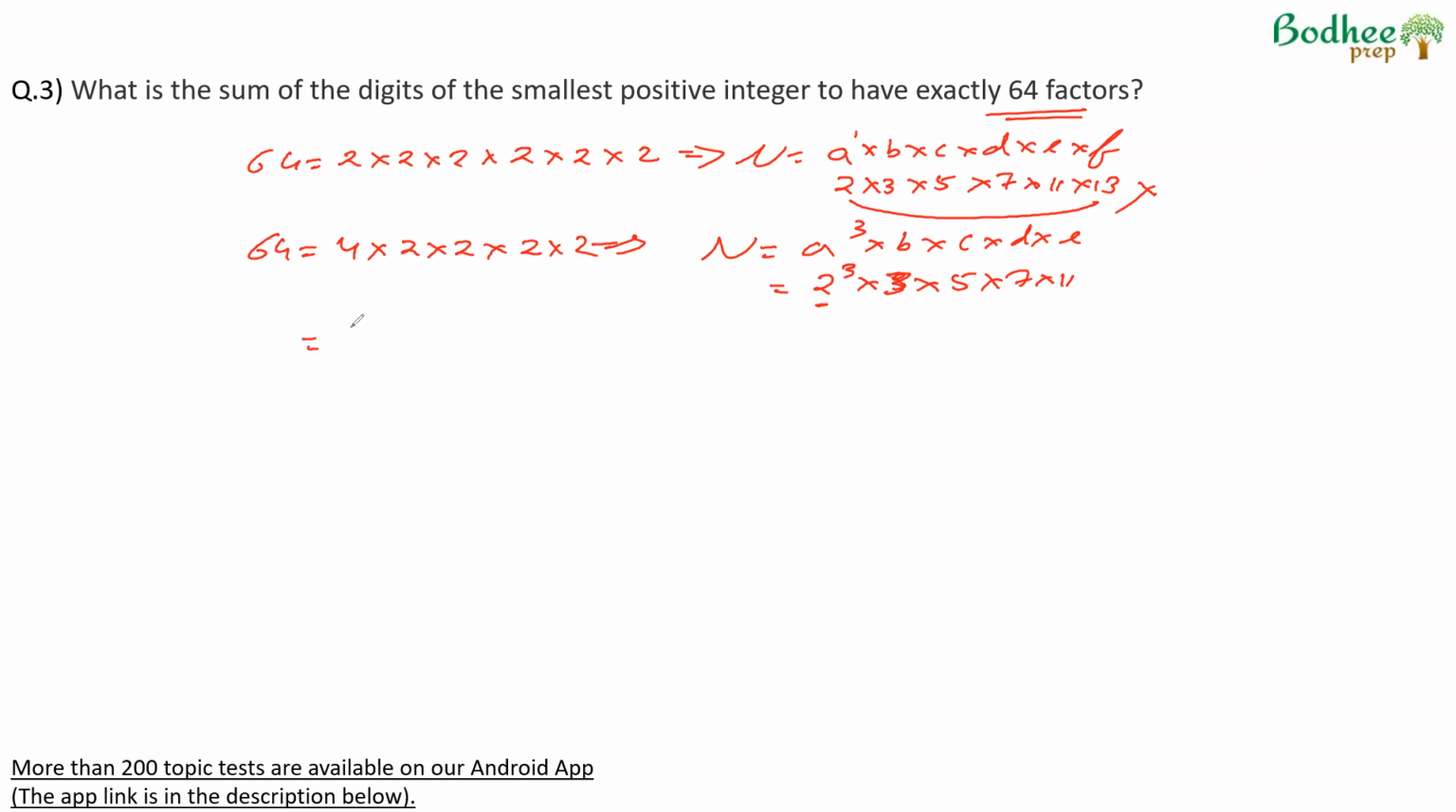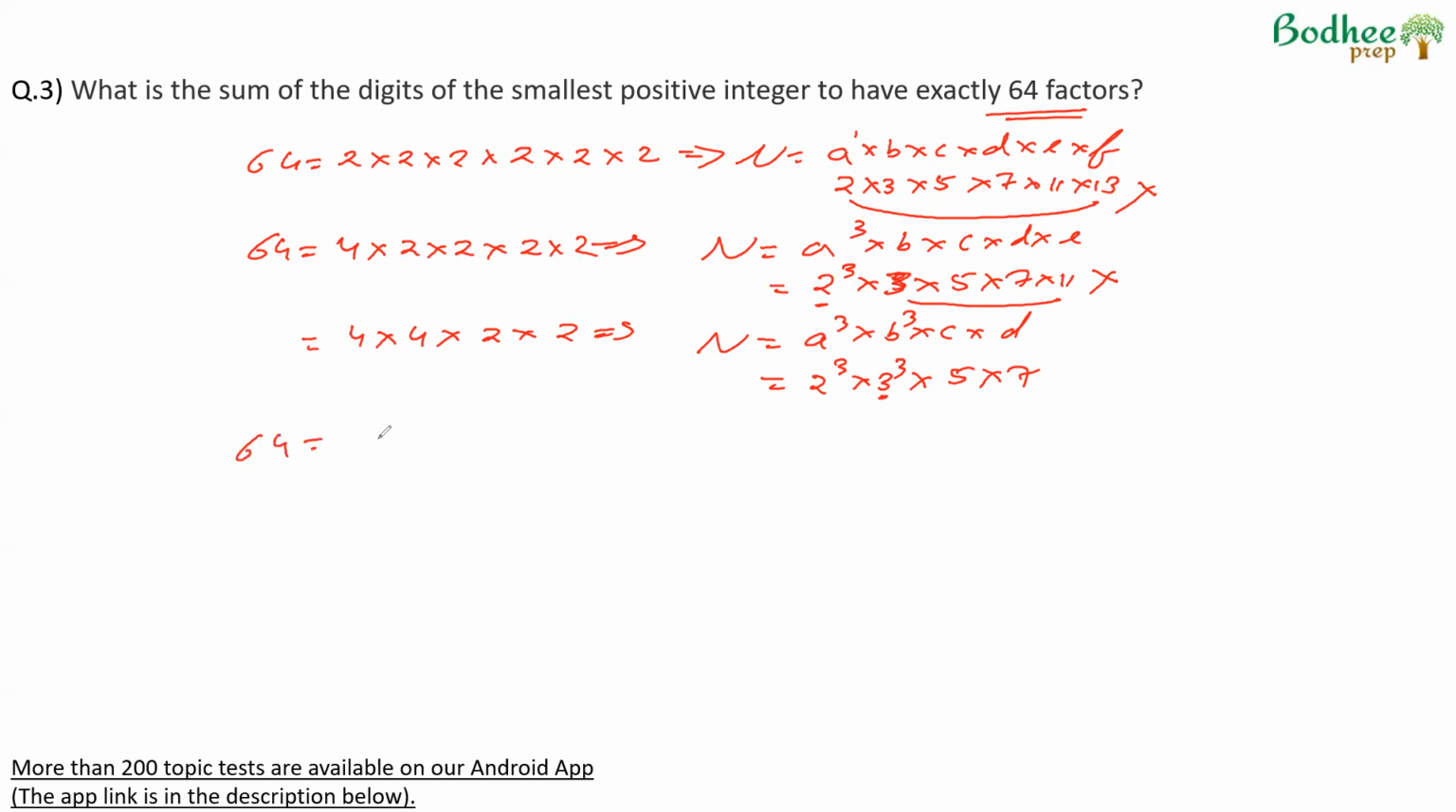Then we look at 4 into 4 into 2 into 2, that is 16, 32, 64. In this case, we will have 4 factors. So n will be a cube into b cube into c into d. The minimum possibility here is 2 cube into 3 cube into 5 into 7. Now 3 into 11 was 33, 3 cube is 27. So the previous number will be larger than this new number. So this becomes a smaller number.